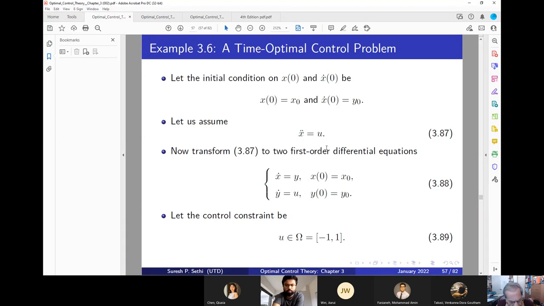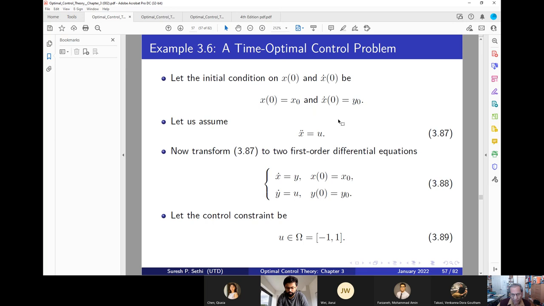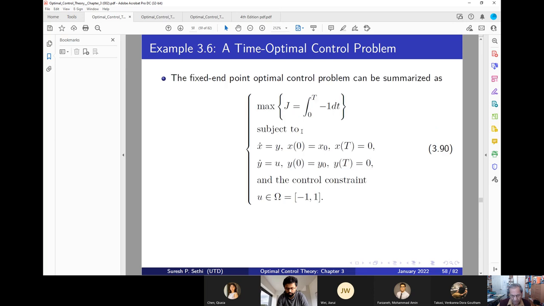Let me introduce this problem. It is a time optimal control problem, which means the objective function is just this: maximize the integral from 0 to T of minus 1 dt, which is basically saying minimize. This says maximize minus T, which means minimize T. So that's the objective function, right? The problem goes like this.